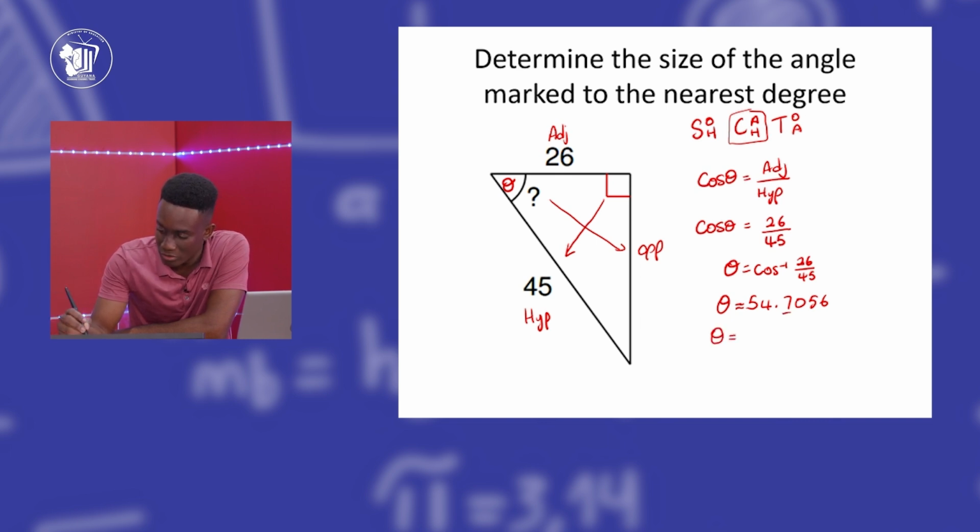So this is 5 and more. So this will become 55 degrees. And that is how we find theta in this question.